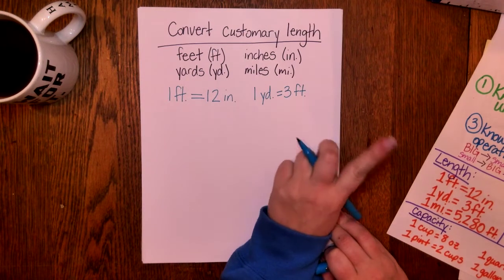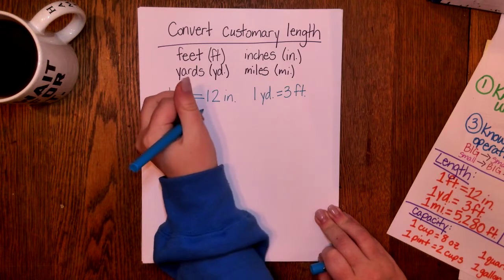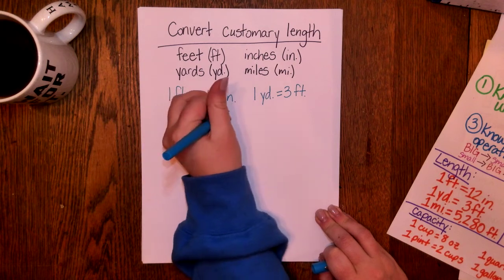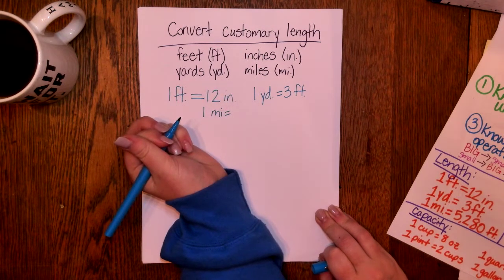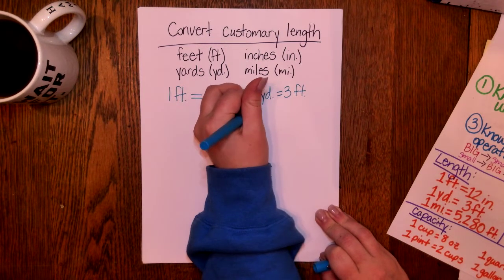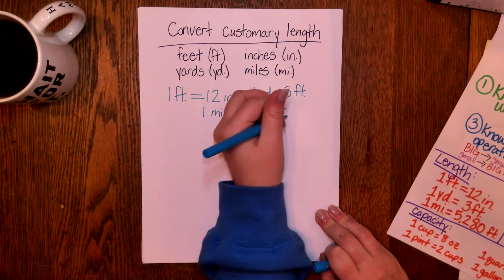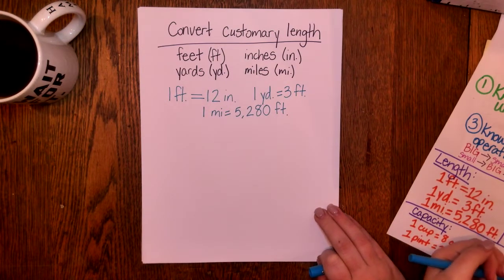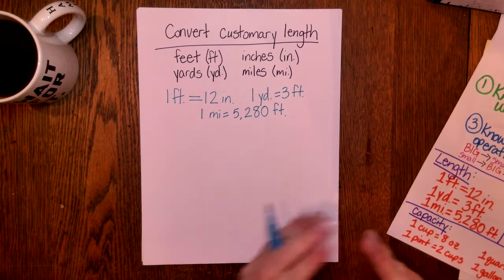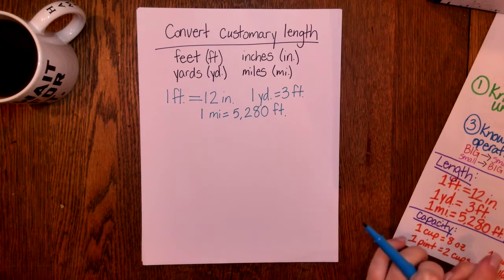The third conversion that you should memorize and you should just know is that 1 mile is the same as, and it's a big one, 5,280 feet. Whew, that's a lot. Those are the 3 different conversions for length, how long something is. And those are the ones that most people know.